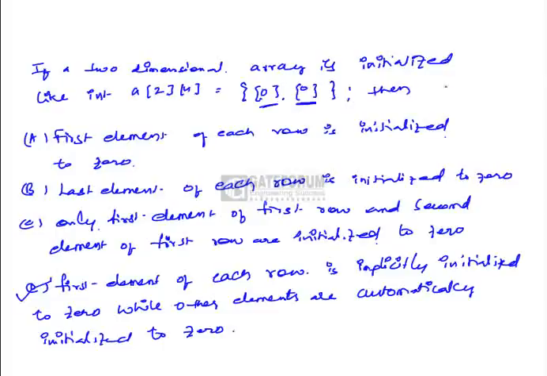So, suppose if this is 0 and 1, then all the elements in the first row will be 0, and all the elements in the second row will be 1. So here the correct option is option D. The first element of both the rows will be initialized to 0 implicitly because of these two zeros, and the remaining elements in both the rows are automatically initialized to 0.